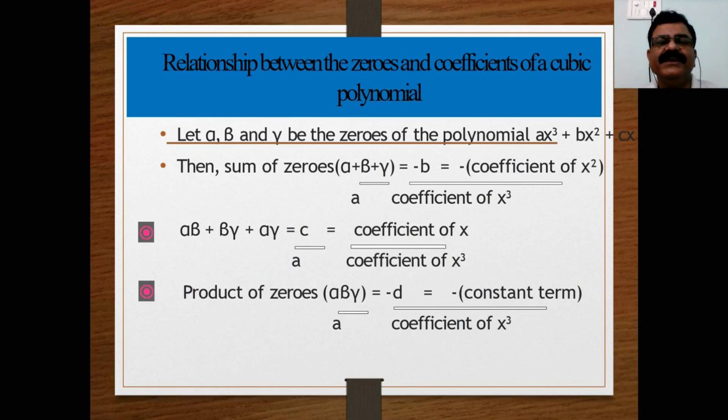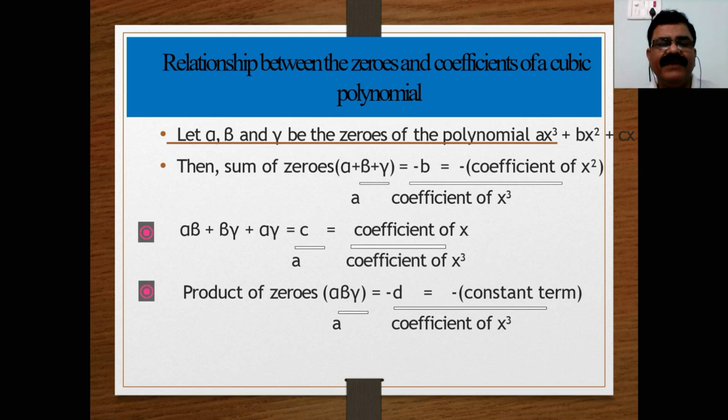Relationship between the zeros and the coefficients of a cubic polynomial. You have already seen the linear polynomial and the quadratic polynomial. Now we will see the zeros and coefficients of a cubic polynomial. Let alpha, beta and gamma be the zeros of the polynomial ax cube plus bx square plus cx plus d. Then the sum of zeros, alpha plus beta plus gamma, is equal to minus b by a, that is, minus coefficient of x square by coefficient of x cube.